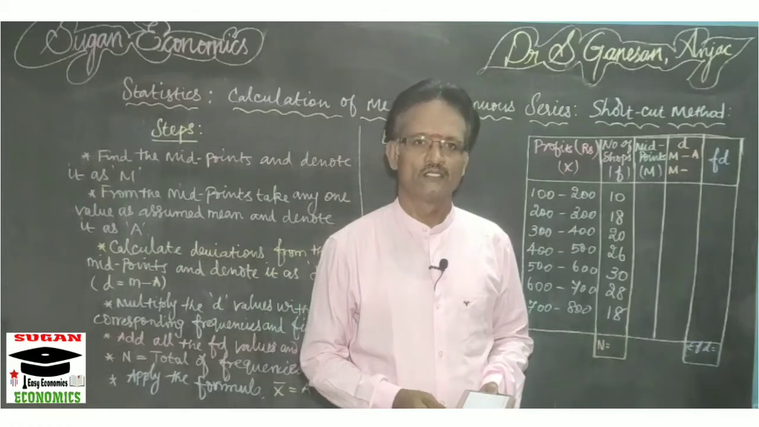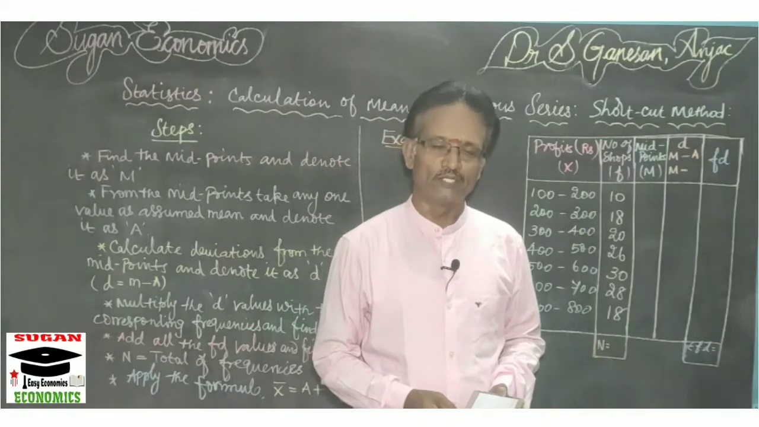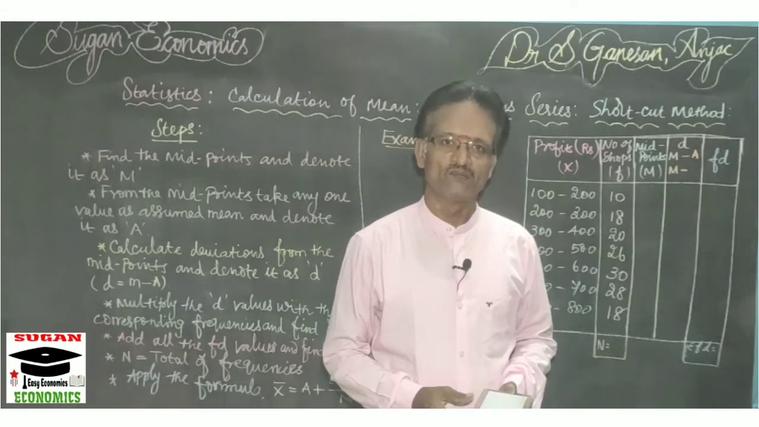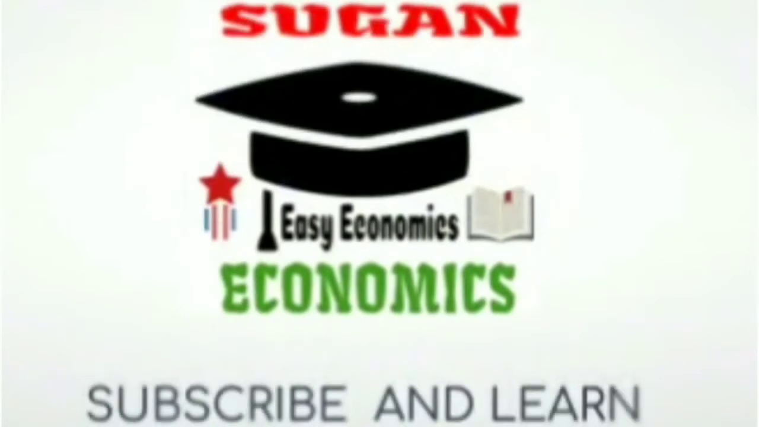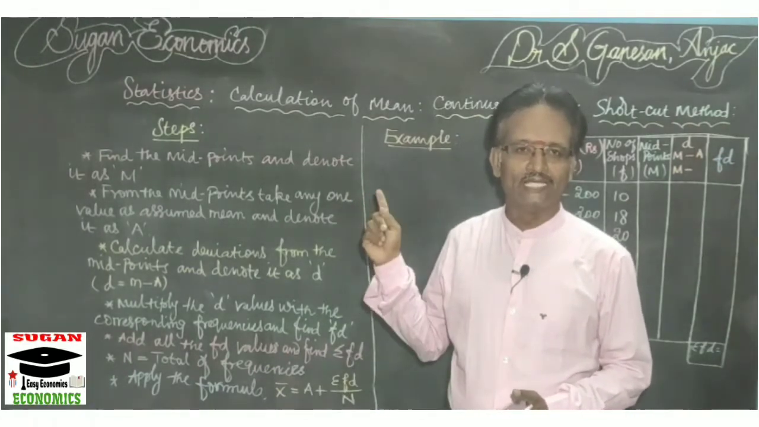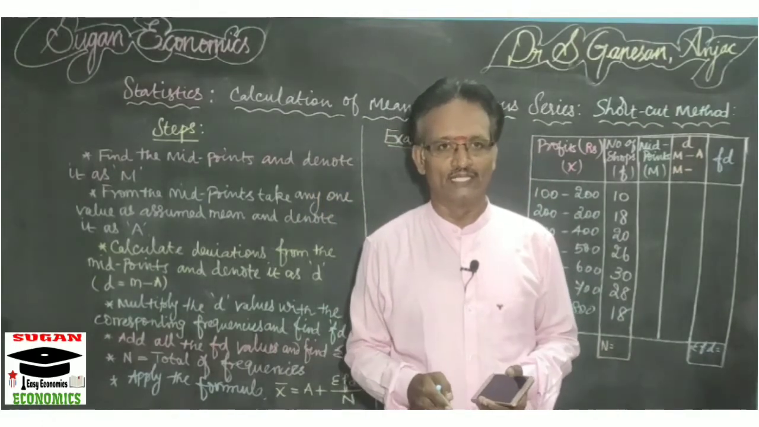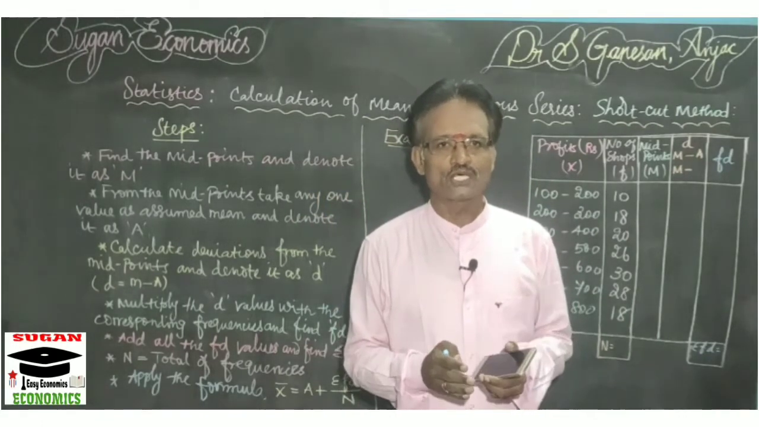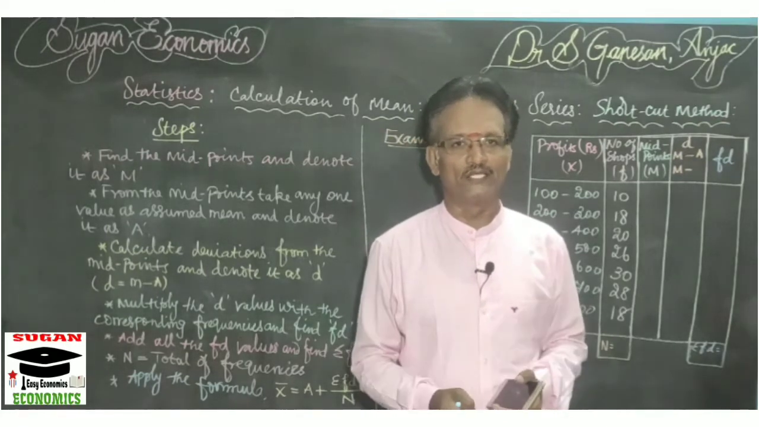Dear students, in this video lecture we are going to discuss the calculation of arithmetic mean for continuous series with the help of the shortcut method. Students, in the previous video lecture we discussed the calculation of arithmetic mean for continuous series with the help of the direct method. If the values are smaller in number, it is easy for us to apply the direct method and calculate the arithmetic mean value.